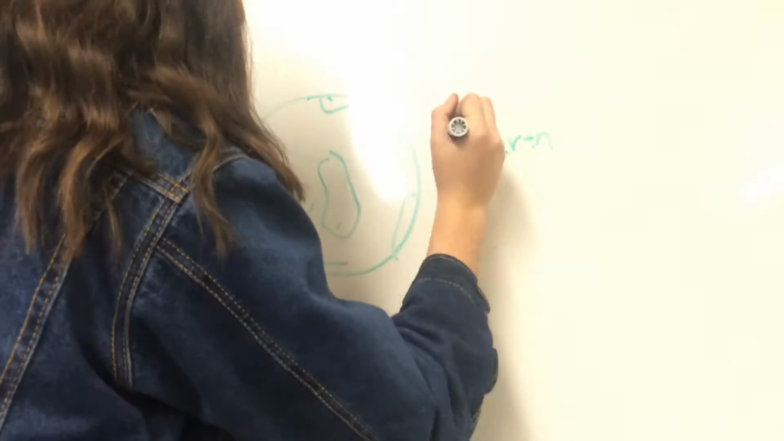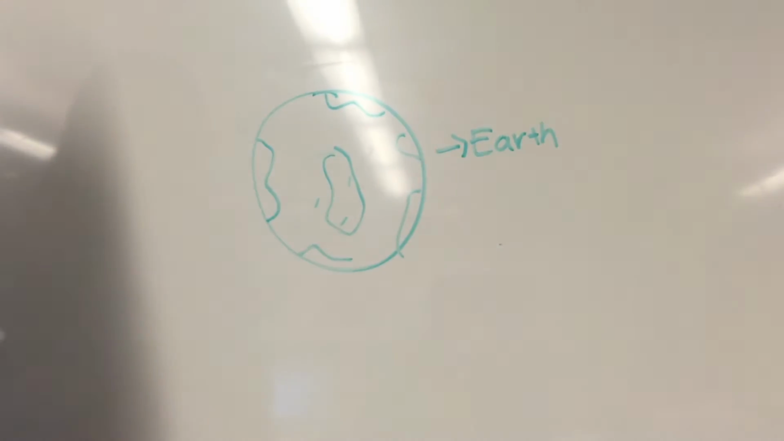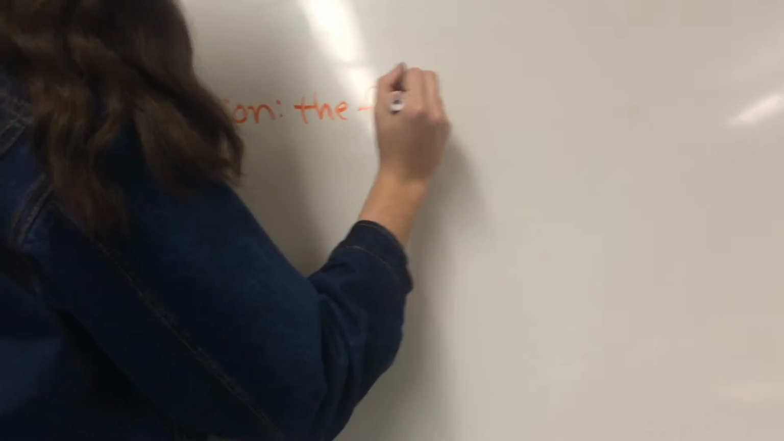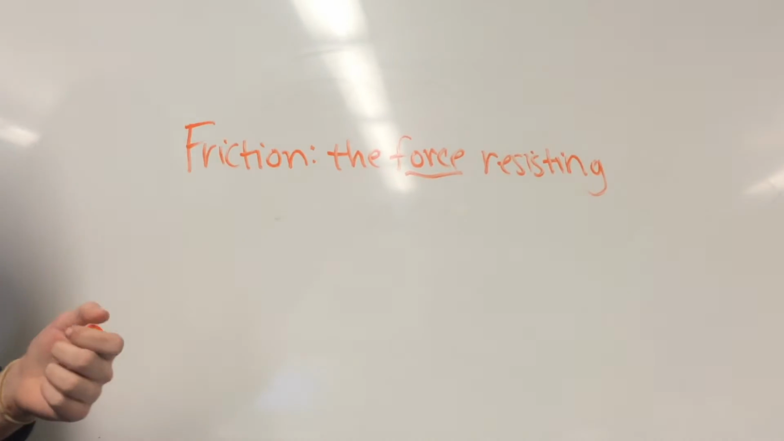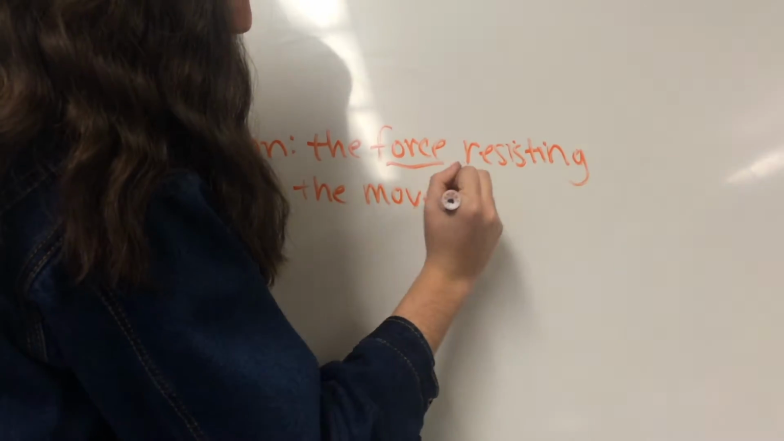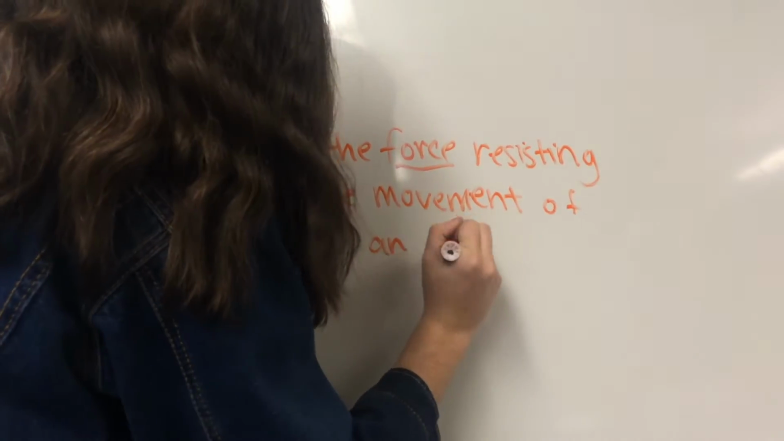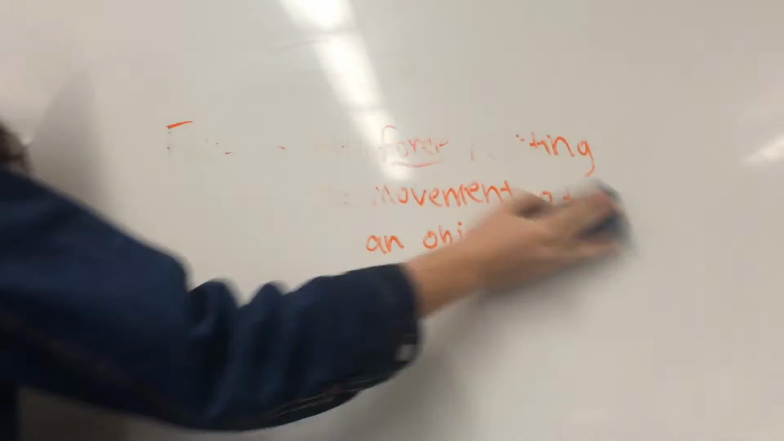Now, on Earth we have this thing called friction, and friction is the force resisting the movement of an object, so any object in motion with no constant force keeping it in motion will eventually come to rest due to friction. But in frictionless space, an object will keep traveling at a constant speed forever and ever because an object in motion will stay in motion unless acted upon by an unbalanced force.